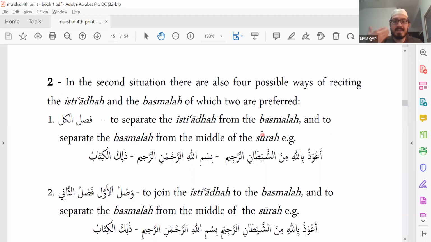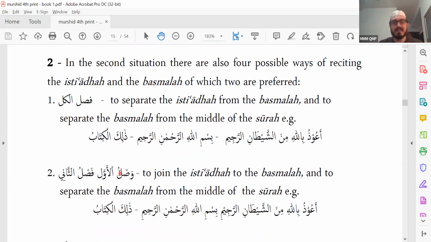Number 2, the second situation, there are also 4 possible ways of reciting. What's the second scenario? Someone tell me quickly. First scenario was, I'm starting at the beginning of the surah. Second scenario is? Starting in the middle of the surah. Very good, mashallah, middle of the surah. So there's also 4 possible ways, okay? However, 2 are preferred.